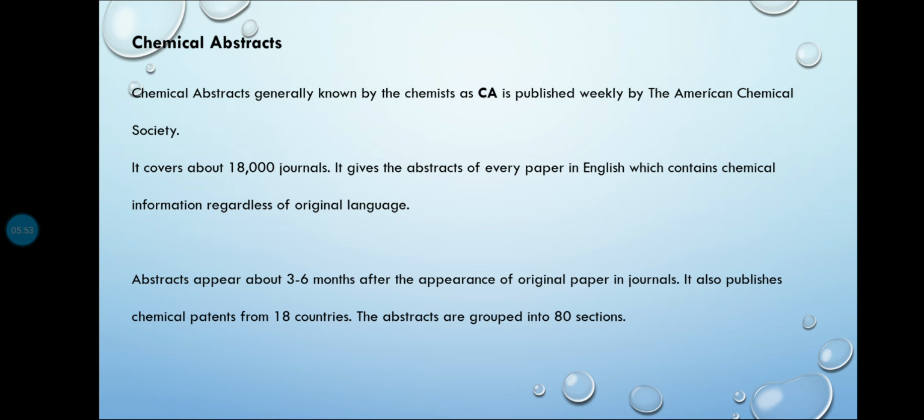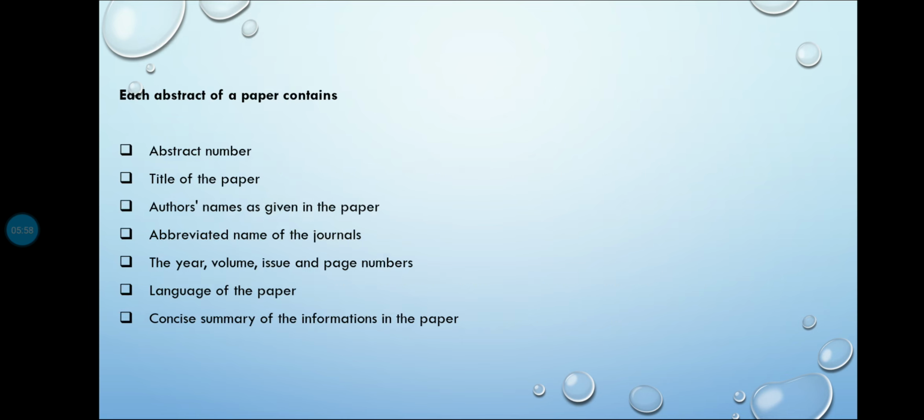The abstracts are grouped into 80 sections. Each abstract of a paper contains the abstract number, title of the paper, author's names as given in the paper, abbreviated name of the journal, the year, volume, issue and page numbers, language of the paper and a concise summary of the information in the paper.